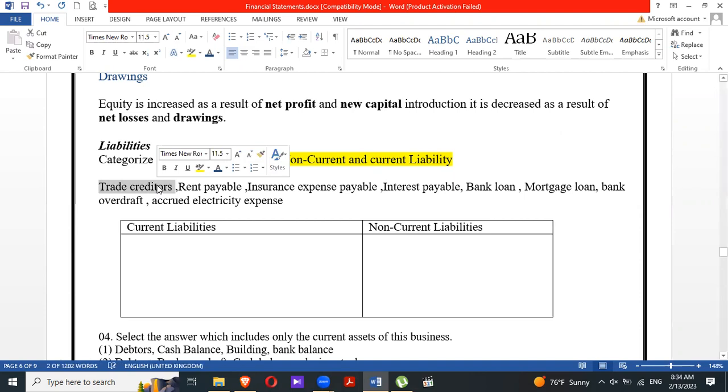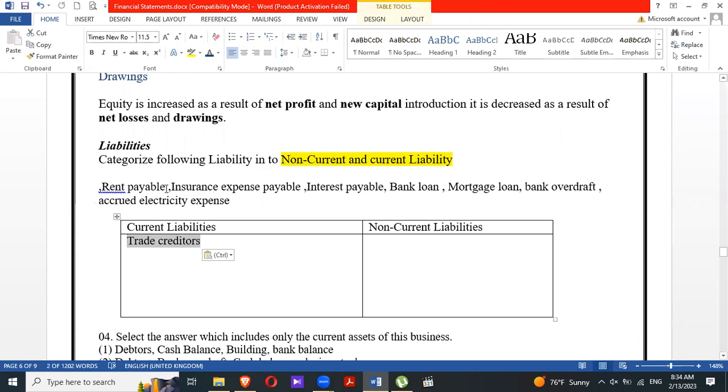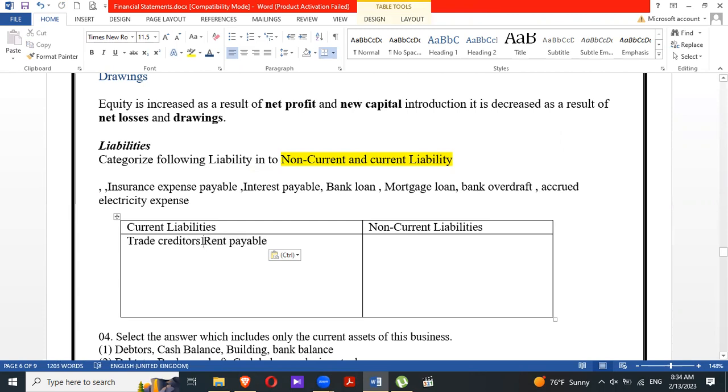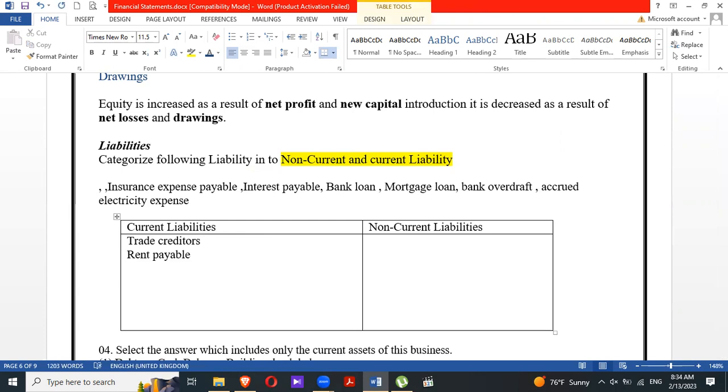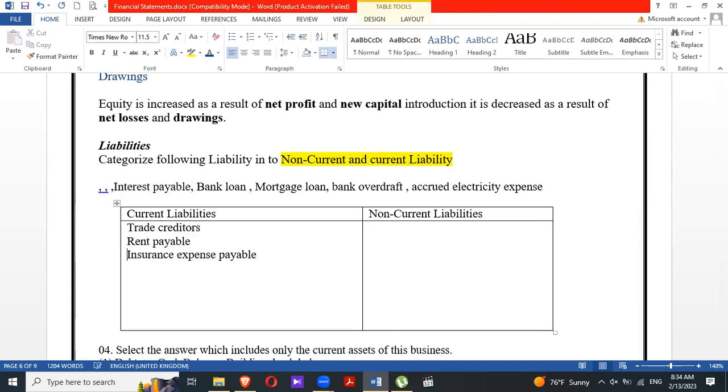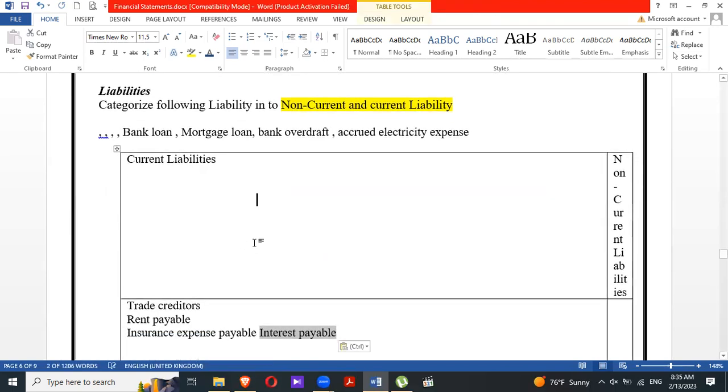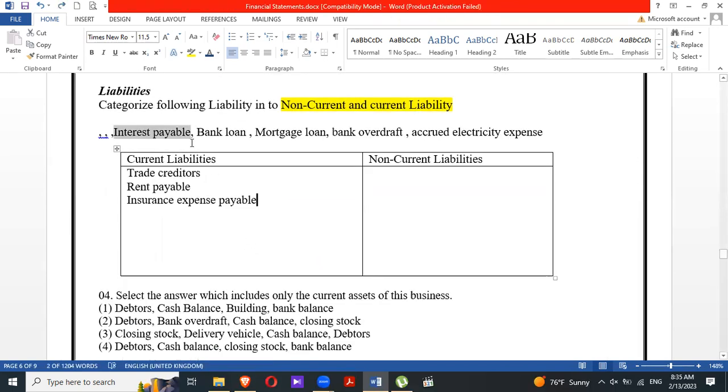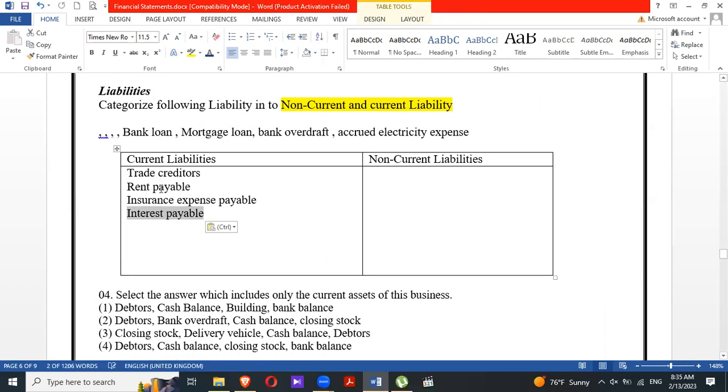Trade creditors come under current, right? Because we have to settle them in less than 1 year. Rent payable also comes under current. We can't keep all those liabilities for more than 1 year. Insurance expense payable, all the expense payables come under current liabilities. Interest payable also comes under current liability.